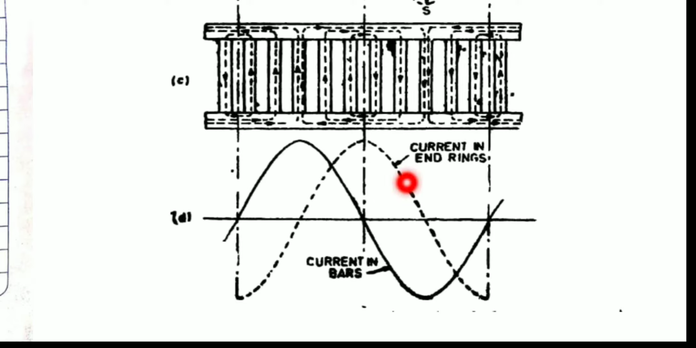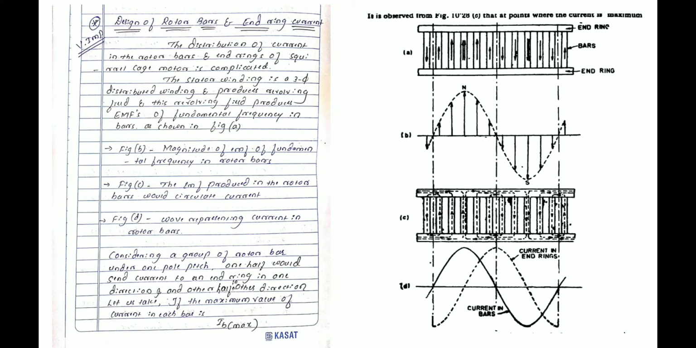Next, in figure D, what does it indicate? This is the wave representing the current which is flowing in the end ring, and this will be the wave for the current which is flowing in the bars here. So this diagram, I hope it is clear to you. Okay, let me start with the derivation.